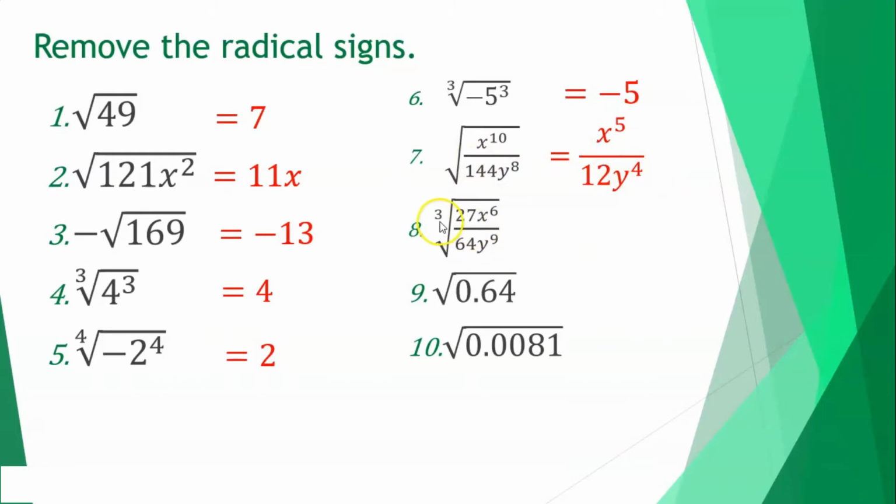Another. This one, take note, our index here is 3. So, we have 6 here. 27, the cube root of 27 is 3. And 6 divided by 3, you'll get 2. The cube root of 64 is 4.